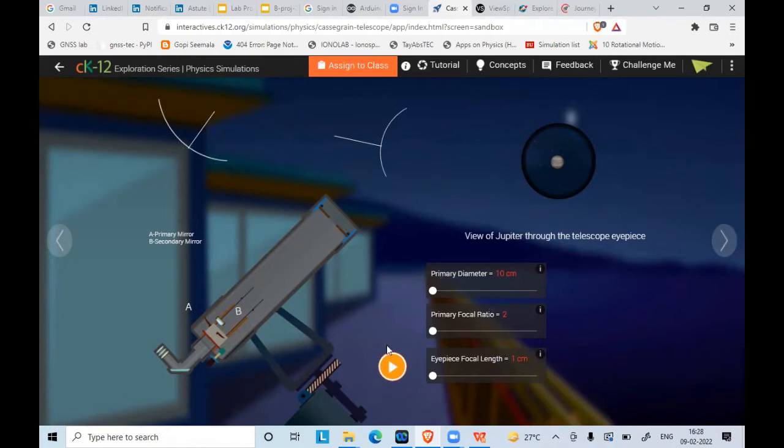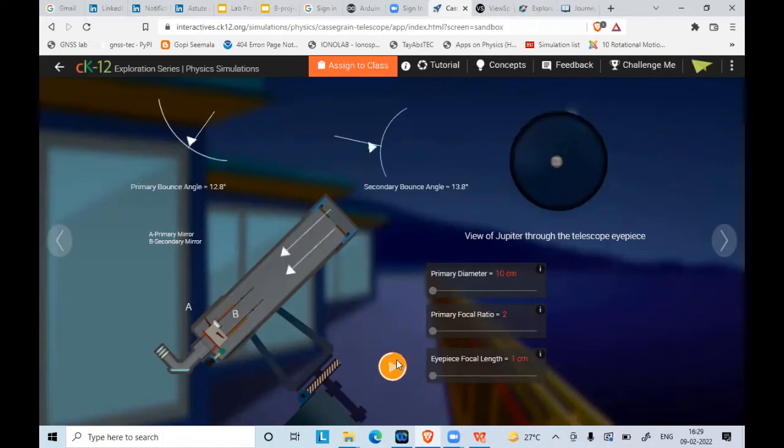So this is for a telescope with a diameter of 10 centimeter. That is this diameter. Then you have a primary focal ratio. I already spoke about the focal ratio and how to calculate it in the slide. And then you have an eyepiece, which will also have its focal length. So initially with the primary diameter of 10 centimeter, primary focal ratio 2, and eyepiece focal length 1 centimeter, let us see how the image looks.